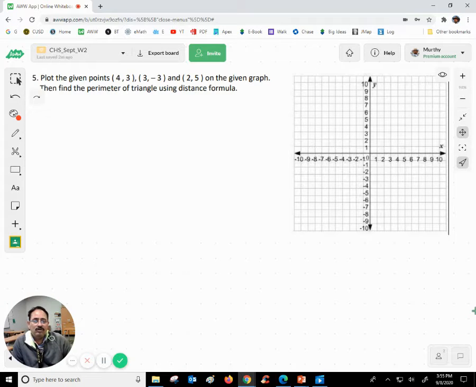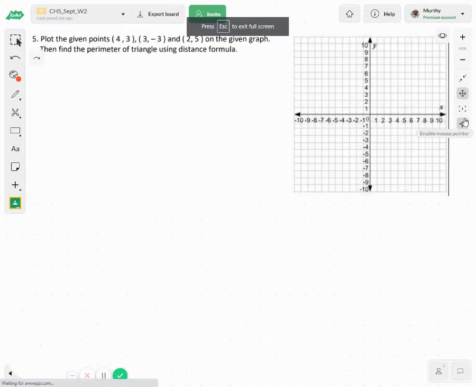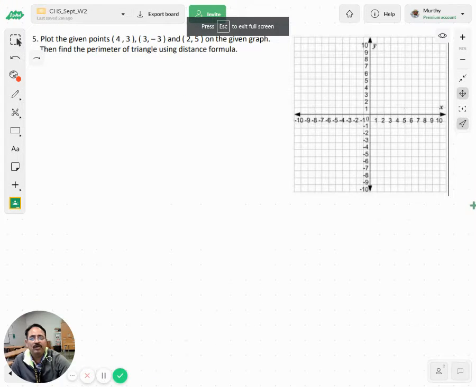Okay, now let's see how to find the perimeter of a triangle. So, here plot the given points (4, 3), (3, -3), and (2, 5) on the given graph.